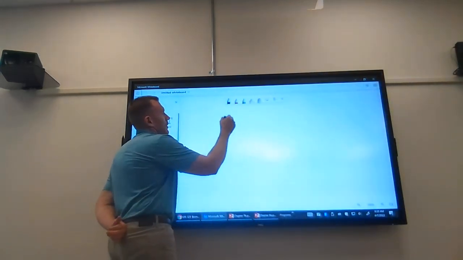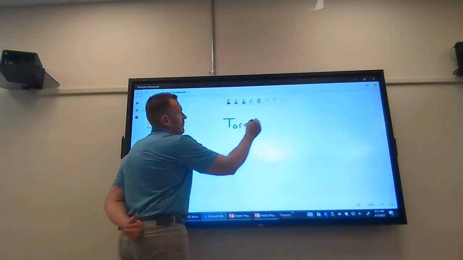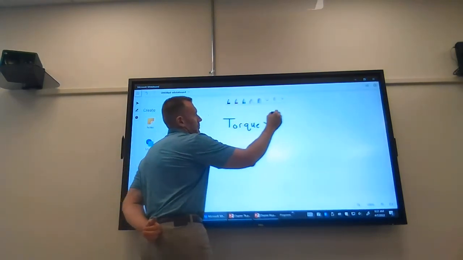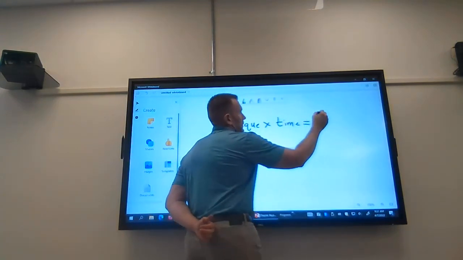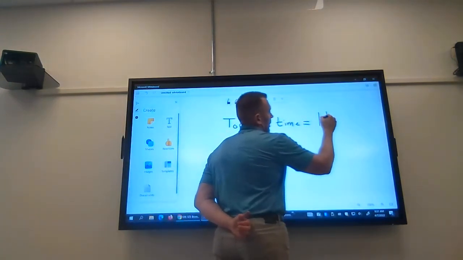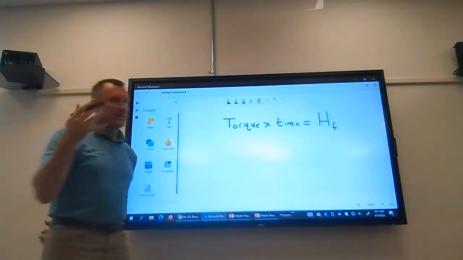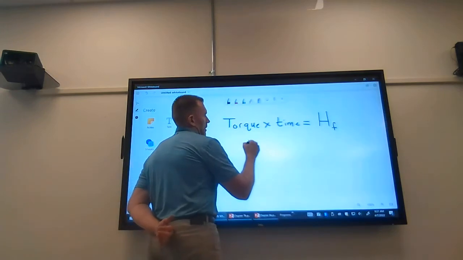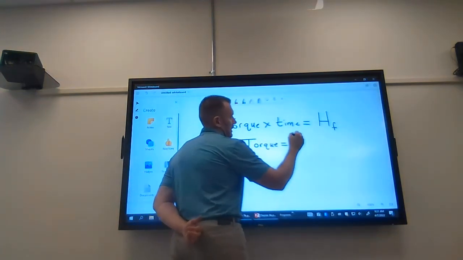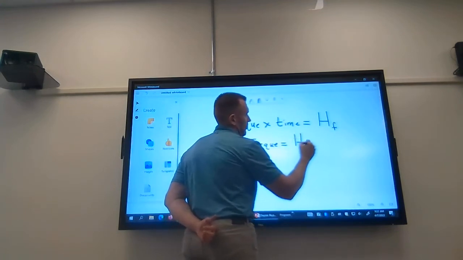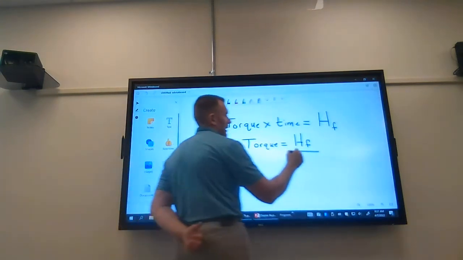So we have torque multiplied by time is equal to our final angular momentum. And so torque is equal to our final angular momentum divided by time.